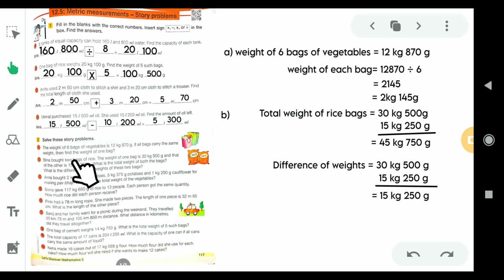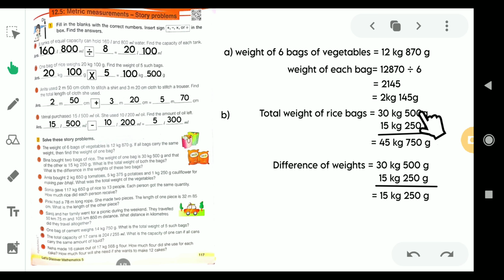Then the second question: Beena bought 2 bags of rice, and the weight of one bag is 30 kg 500 gram, and the weight of the other bag is 15 kg 250 gram, and what is the total weight of both the bags? So the weight of the first rice bag is 30 kg 500 gram, and the weight of the other rice bag is 15 kg 250 gram, and they are asking the total weight of both the bags, so that we have to add here.